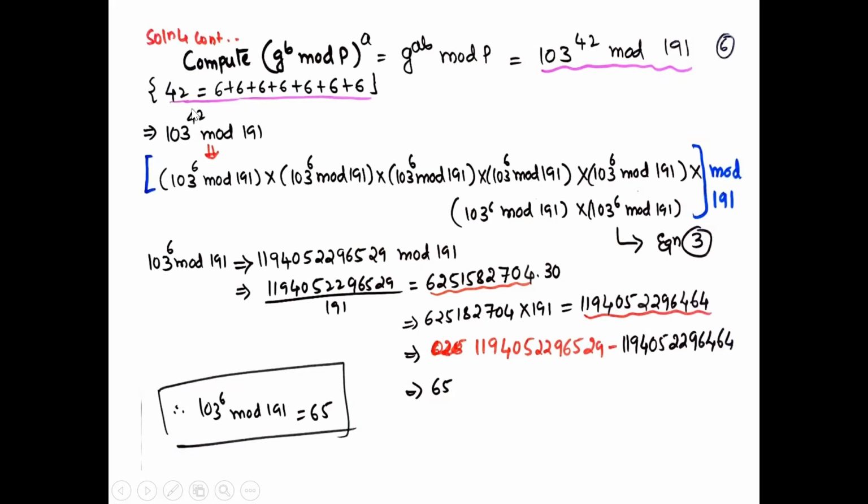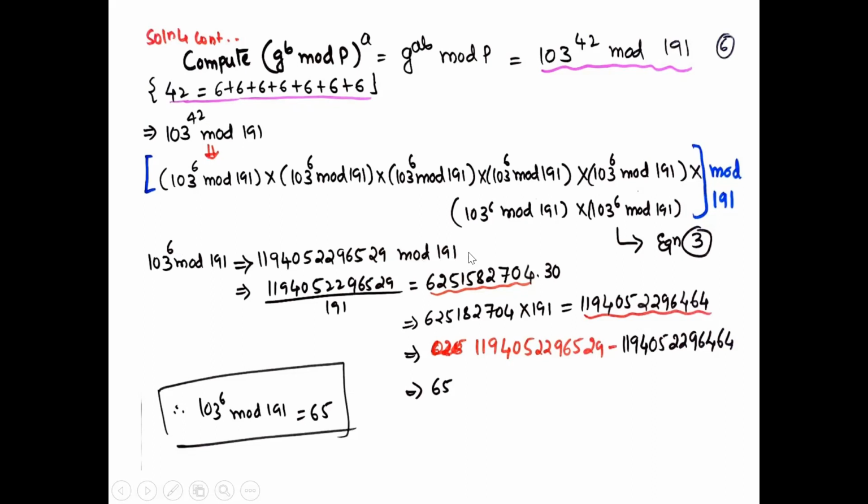So 103 raised to 42 mod 191 can be rewritten as 103 raised to 6 mod 191 into 103 raised to 6 mod 191, and so on, 1, 2, 3, 4, 5, 6 and 7 times, whole mod 191. Almost all the values are the same, so you calculate 103 raised to 6 mod 191 only once. You do it in a calculator, 103 raised to 6, and you apply mod 191.